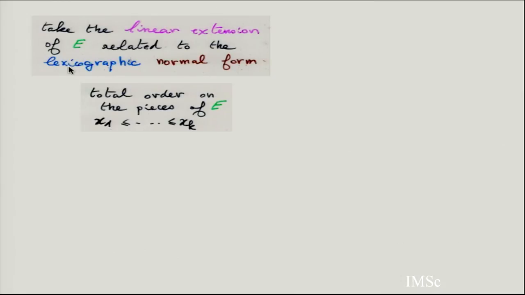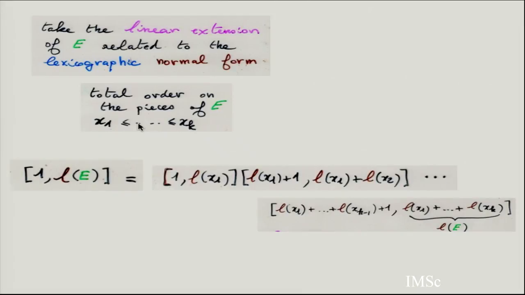So maybe the most convenient way is to take the linear extension of E. We have seen the normal form. Take the linear extension and relate it to the lexicographic normal form. So there is a canonical total order on the pieces of the heap, and for these pieces you get a total order on the elements of E. So this is the first element, the second, etc. For the first element x1, you put the first segment, and for the second element x2, you put this segment, etc. So you are dividing this big segment into the union of consecutive segments. Each segment corresponds to one of the pieces, and these segments are totally ordered by the lexicographic order we have seen before, or sometimes it's called the Knuth normal form.